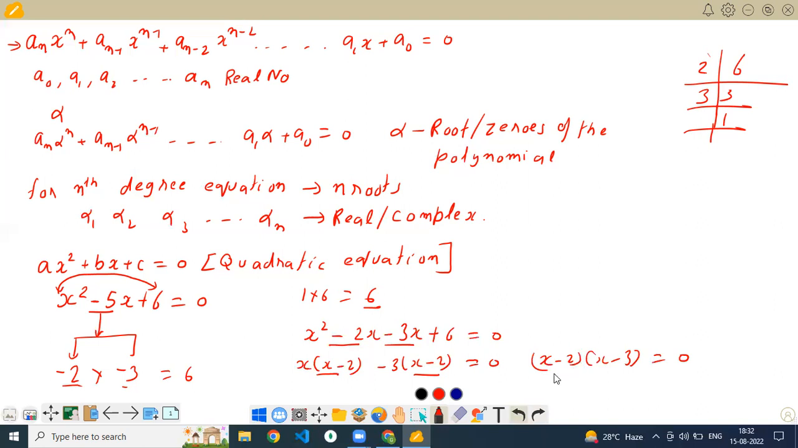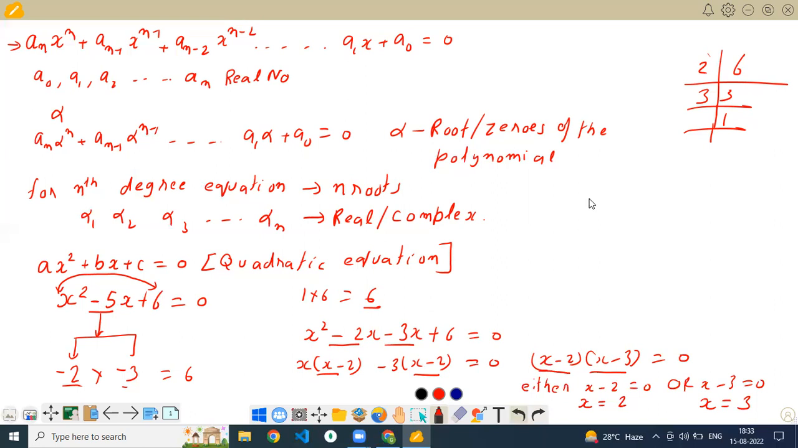Okay, now if the multiplication of two numbers is 0, what does this mean? If x minus 2 multiplied by x minus 3 is 0, it implies either x minus 2 is equal to 0 or x minus 3 is equal to 0. If x minus 2 is equal to 0, that means x is equal to 2. And if x minus 3 is equal to 0, that means x is equal to 3. So basically we get the two roots of the equation, which are 2 and 3.